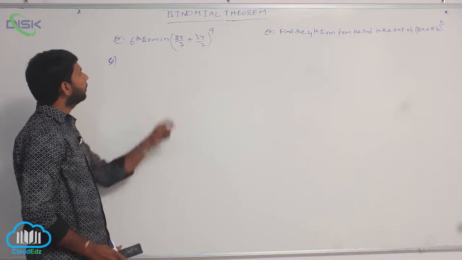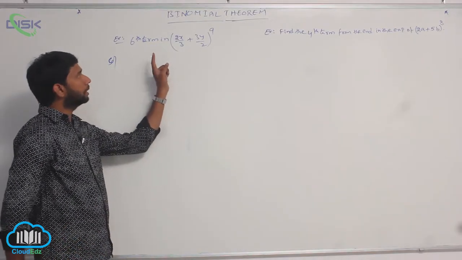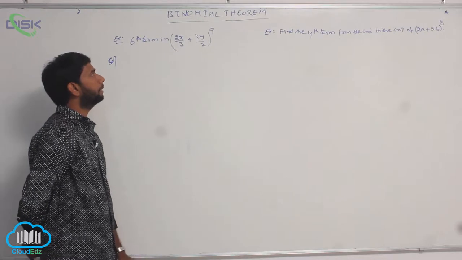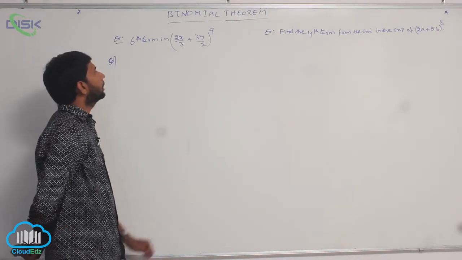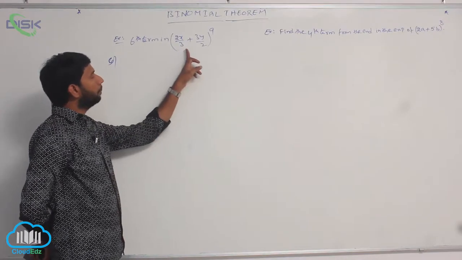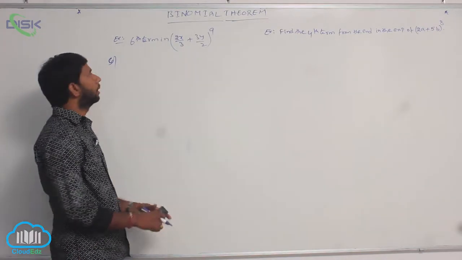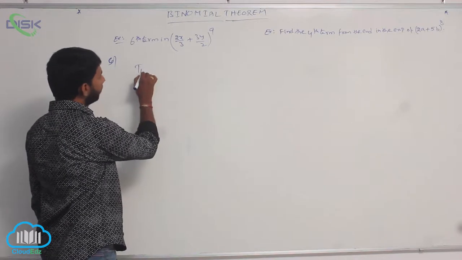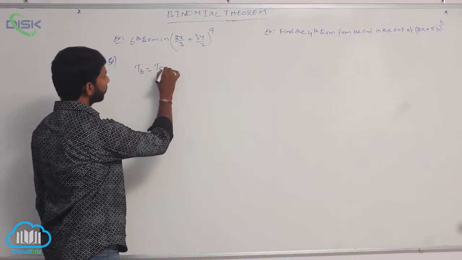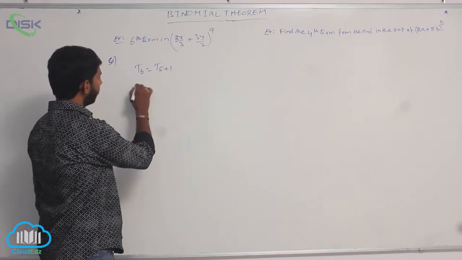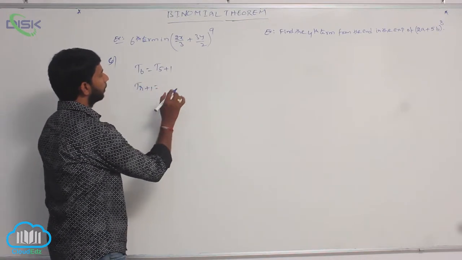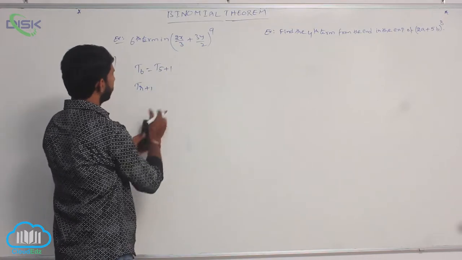Find the sixth term in the expansion of (2x/3 + 3y/2)^9. The sixth term is T6, which can be written as T(5+1).